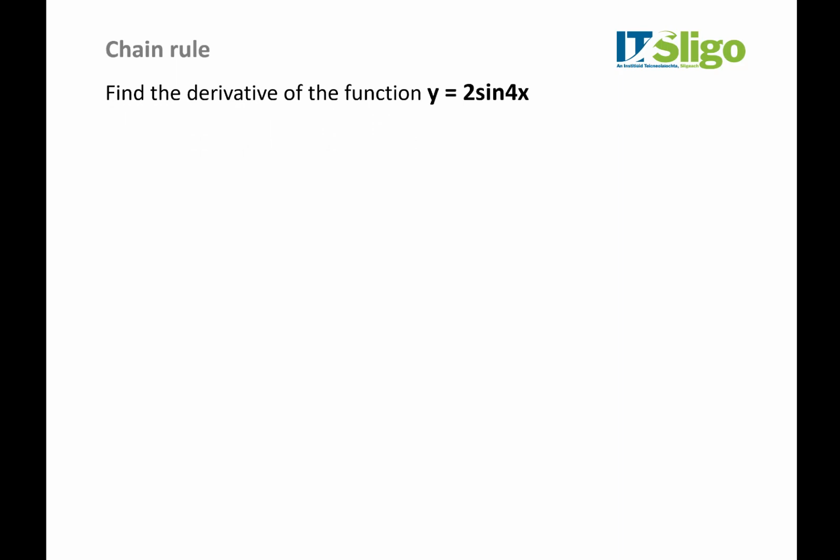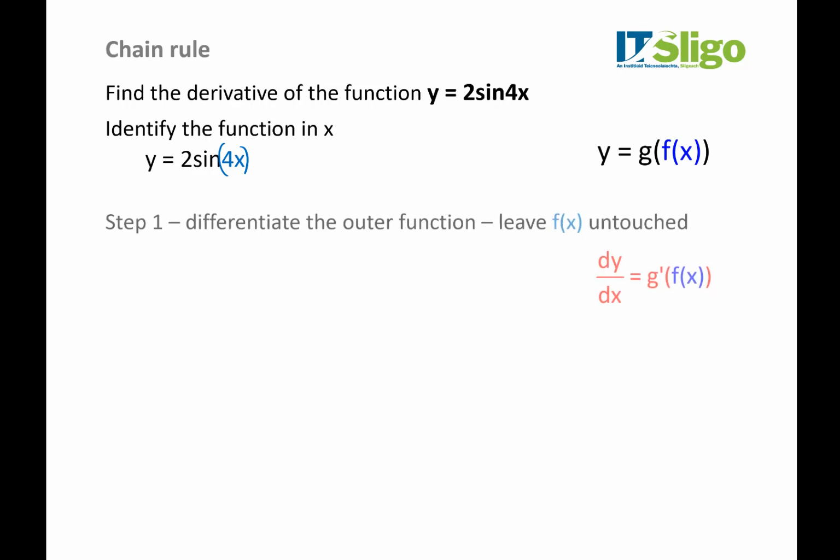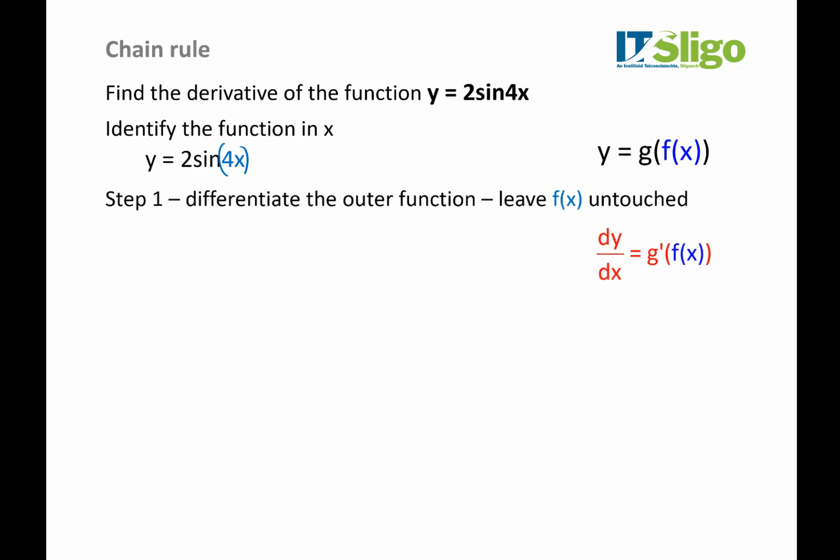Here's another example. Find the derivative of this function. Well, I hope you can see there's the function in x, and then here's the outer function. So step 1, identify the function in x. We write it in blue. There it is. Step 1, differentiate the outer function. So we're going to differentiate the 2 sine bit. When we differentiate the 2, that stays where it is.